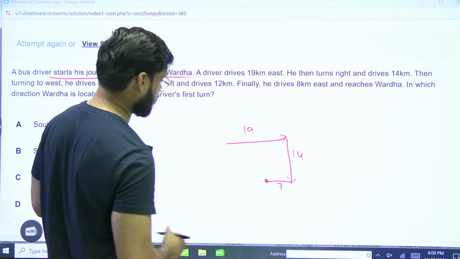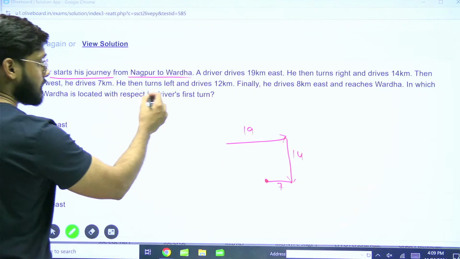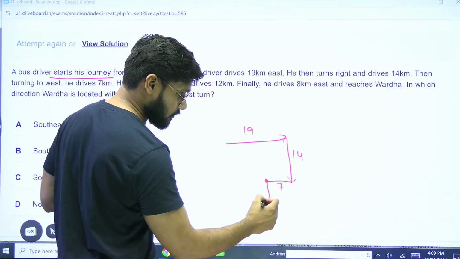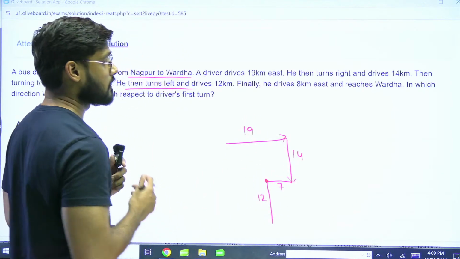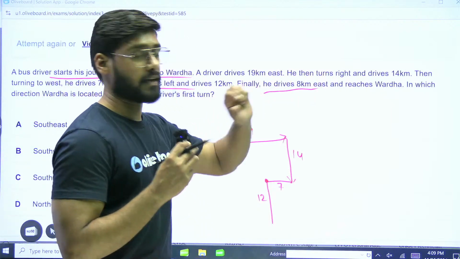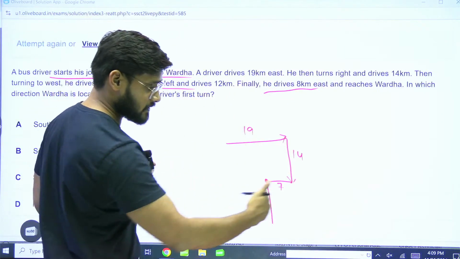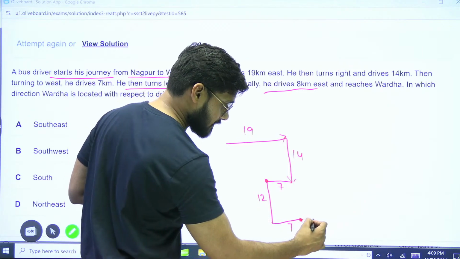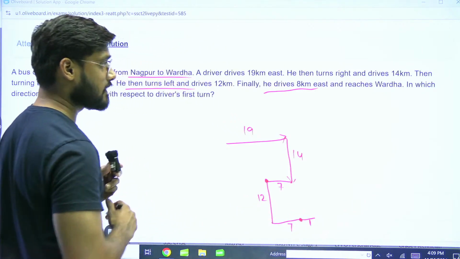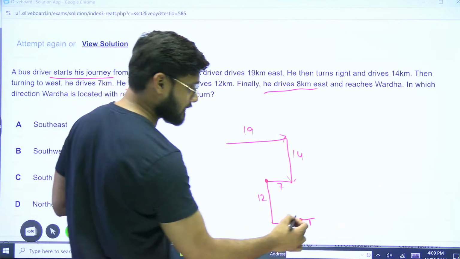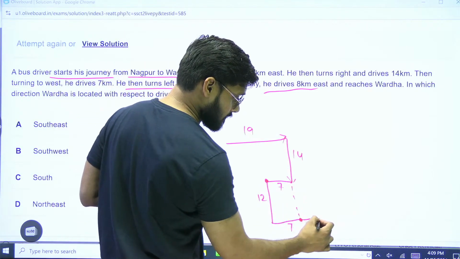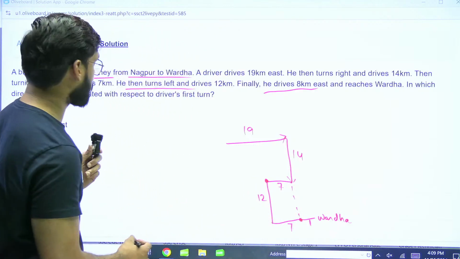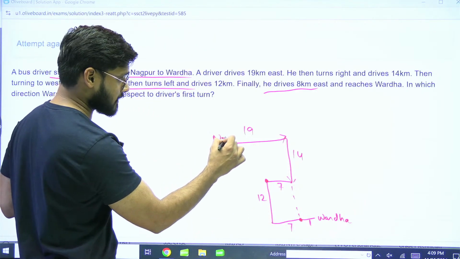He then turns left and drives 12 km. Left means below, and he is going 12 km, like this. Finally, he drives 8 km east. East goes like this. So this distance will be 7, and this distance will be 1. 7 and 1, 8, and he reaches Wardha. This destination is Wardha, and he started from Nagpur, and this starting point is Nagpur.